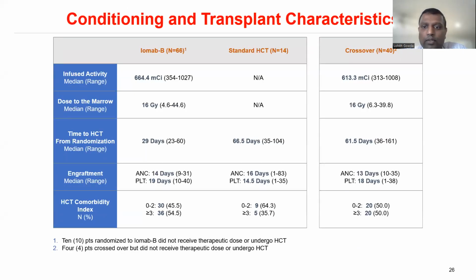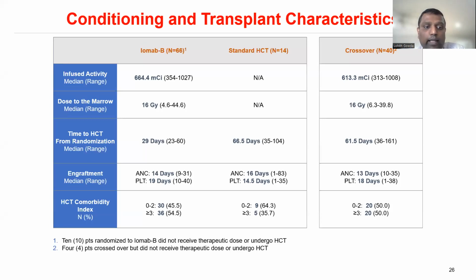And here are the doses that have been presented, whether you got IMAB or crossover. The dose to the marrow was about 16 gray, whether you got it as IMAB or the crossover. Time to HCT from randomization was 29 days. With the standard of care arm, the median time was 66 days. In the crossover arm, the median was 61 days.